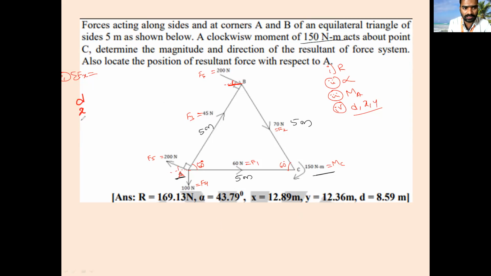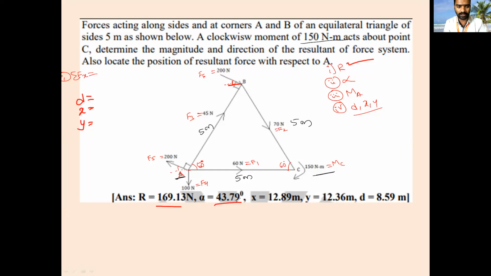Others, please tell me. If you have not solved, I will solve. The moment portion was remaining, correct? Here I have calculated my resultant. You got a resultant of 169.13. Is it the correct answer? Yes, sir. Alpha is 43 point something, but you got a different answer, correct? There was some 45 degrees. That was 45.91. Correct.